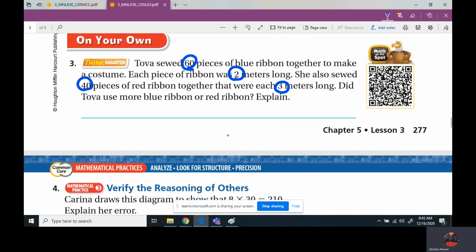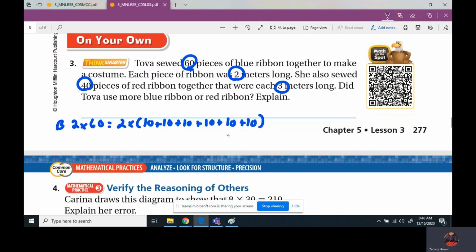Well, let's figure out what she used of blue. That's first. So I'm going to put a B for blue. I'm going to work down here in the bottom. She used 60 pieces of blue that were 2 meters long. So we have 2 times 60. Okay? What number can we break apart? Let's break apart our 60. So let's break it apart into, let's say, 6 numbers. 2 times 10 plus 10 makes 20, plus 10 makes 30, plus 10 makes 40, plus 10 makes 50, plus 10 makes 60.